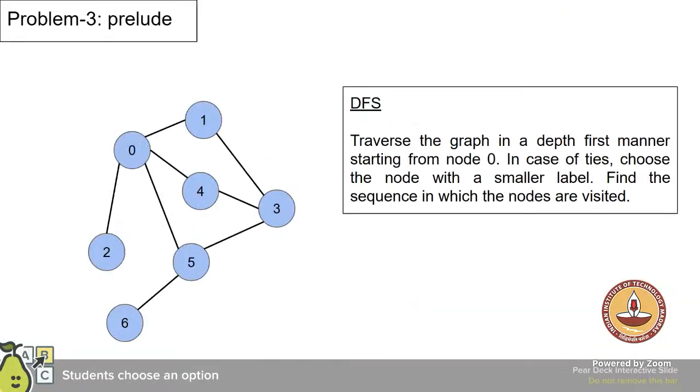If the number of moves is 0, then it returns true. If not, it returns false. So this is based on DFS. Everyone knows how DFS works, right? Yes, ma'am.